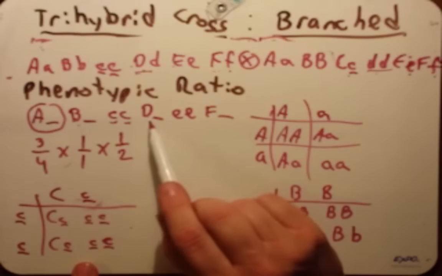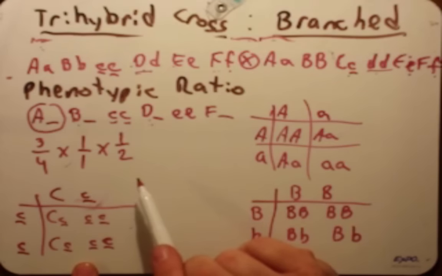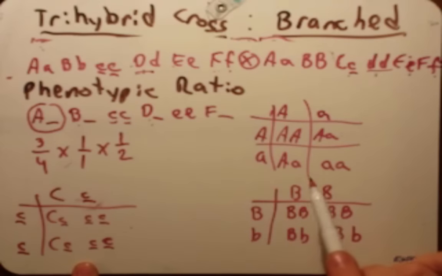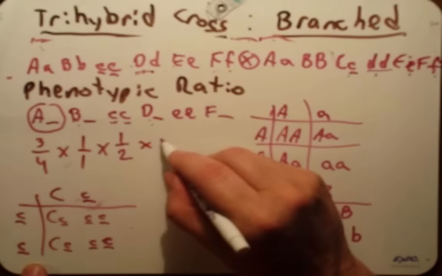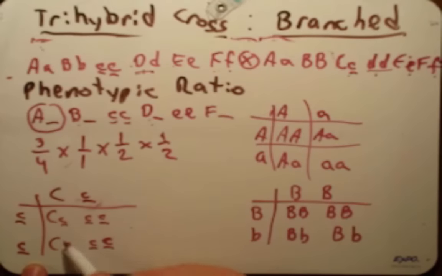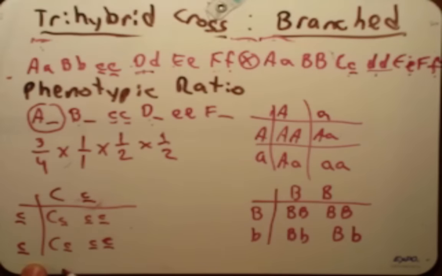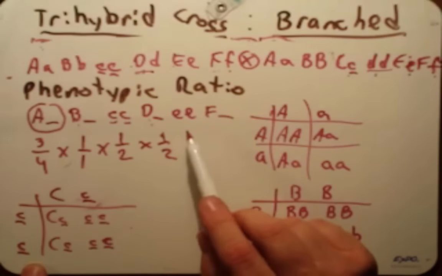Now what's the probability the phenotype is going to be big D? Again, you can see big D, little d, heterozygote times a homozygous recessive. And we can see that probability is going to be 1/2, because this time we're asking what's the probability that the D allele will be present in its dominant form. So that's 1/2. Now how about little e, little e?